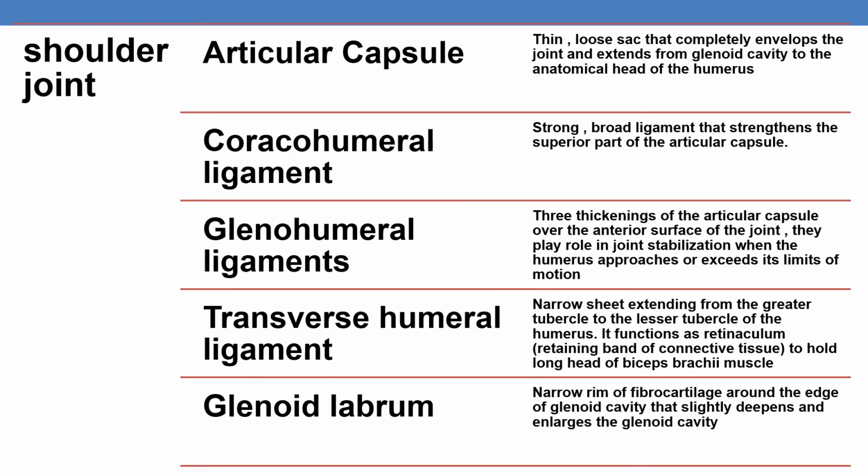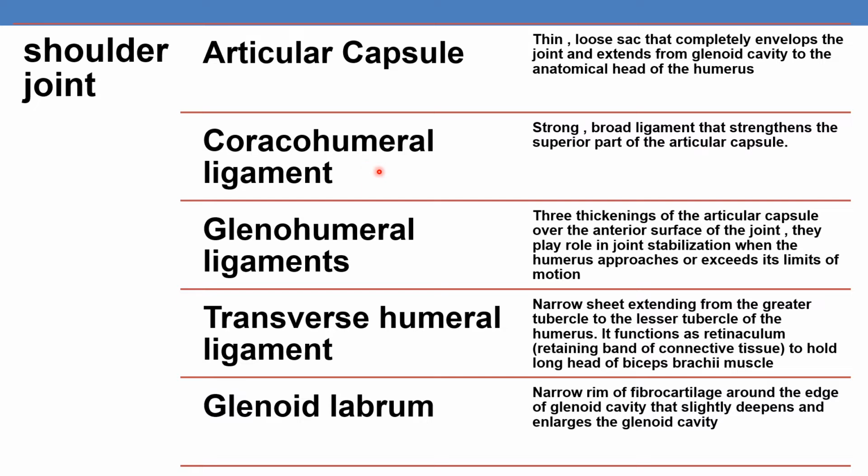Now coming to the anatomical components of the shoulder joint. It is composed of the following components. The first one is the articular capsule. It is a thin loose sac that completely envelops the joint and extends from the glenoid cavity to the anatomical head of the humerus.